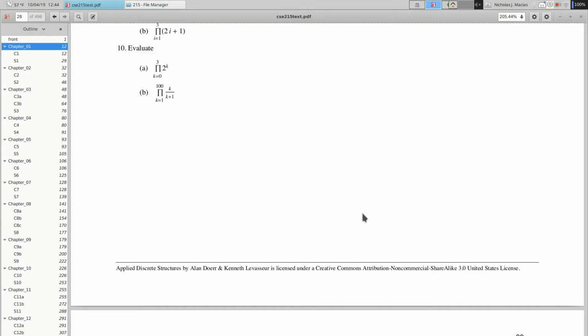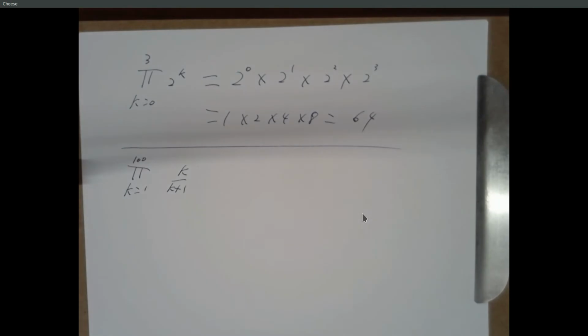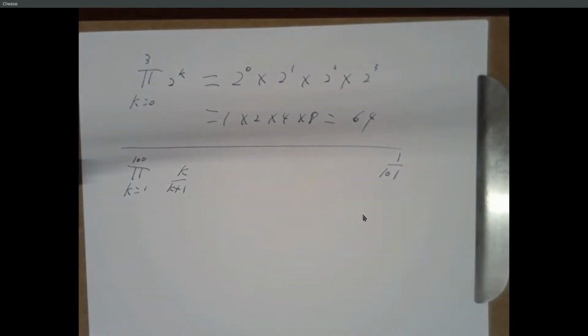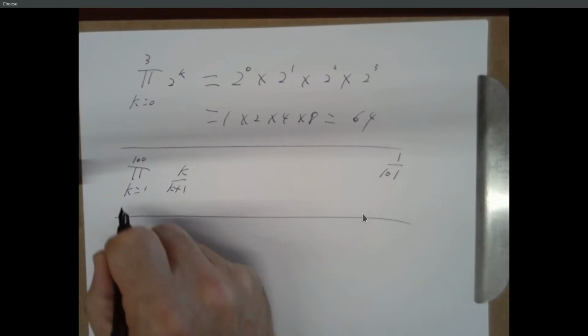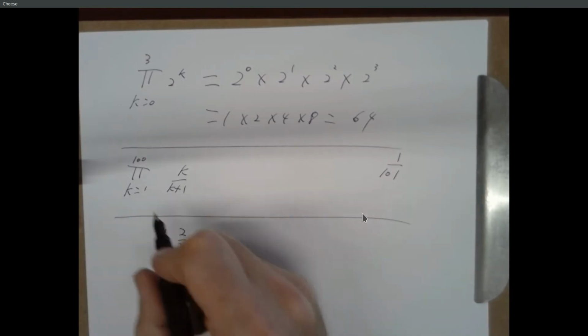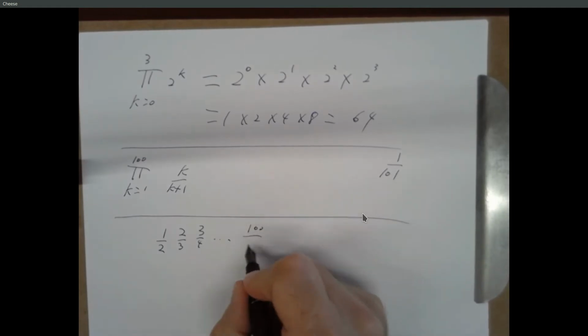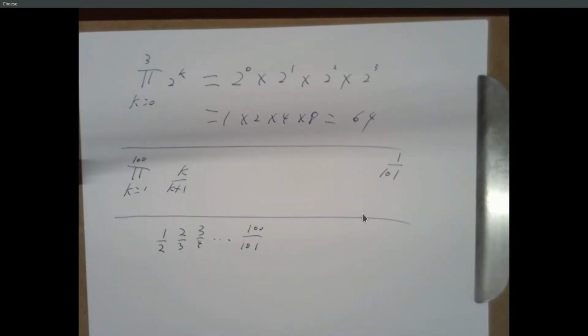So who got an answer for this one? What did you get? 1 over 101. 1 over 101. And you didn't do 100 multiplications, right? All right. So you explore this, right? This is not a formal proof, but it's an exploration of it. Thinking out loud on paper. If k is 1, this is 1 over 2. If k is 2, it's 2 over 3. If k is 3, it's 3 over 4. If k is 100, it's 100 over 101.